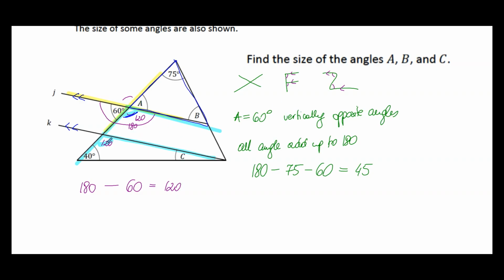So if that is 120 and that's 40, then I can find this one, C. And again, it will be 180, because all angles in a triangle add up to 180, minus 40 minus 120. We put that in the calculator, press equal, and we get that that is 20. So yes, that's my C, that's my B, and that's my A. We have found all the angles.